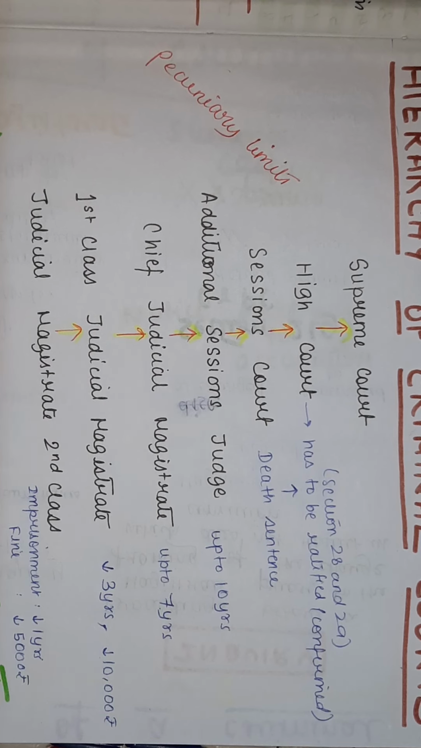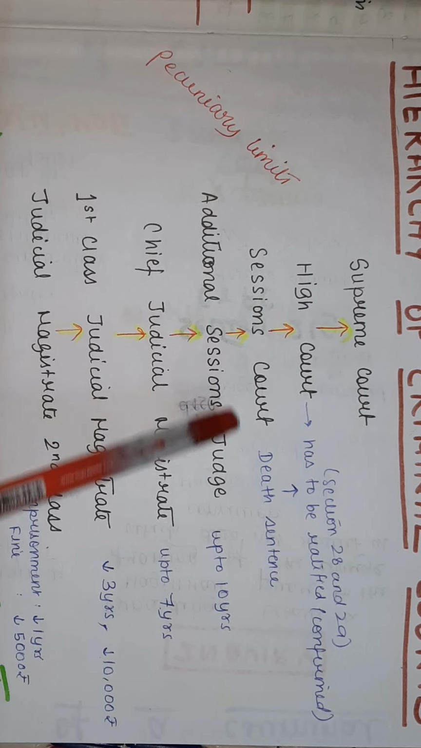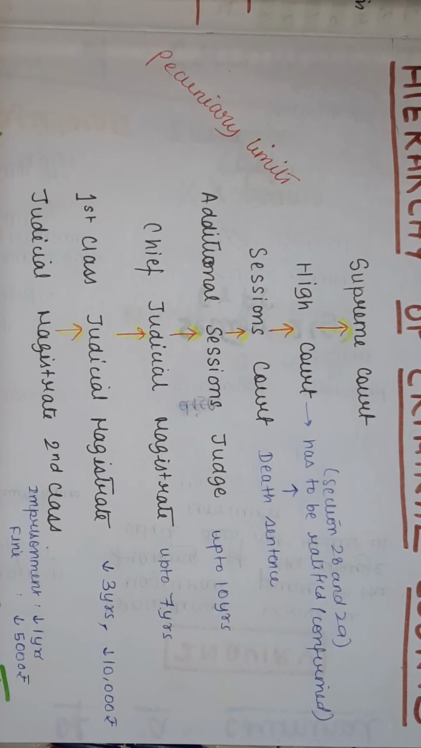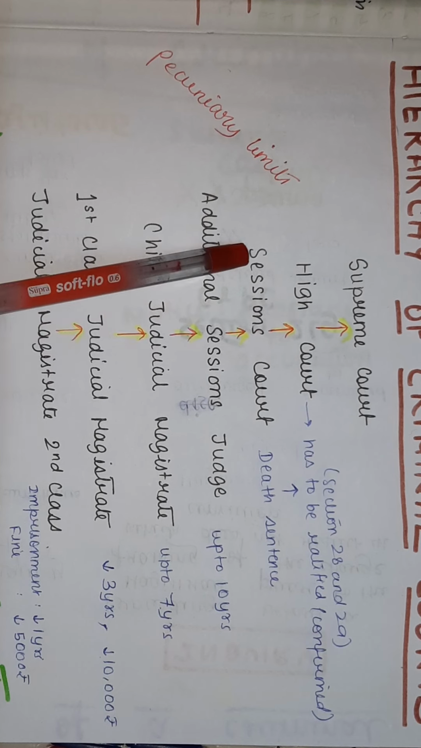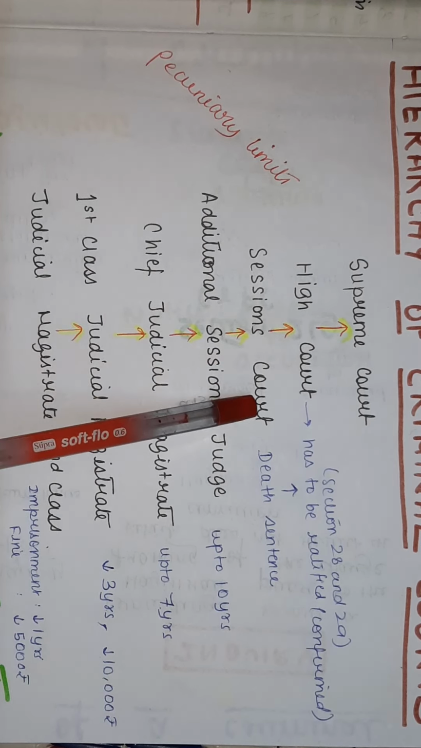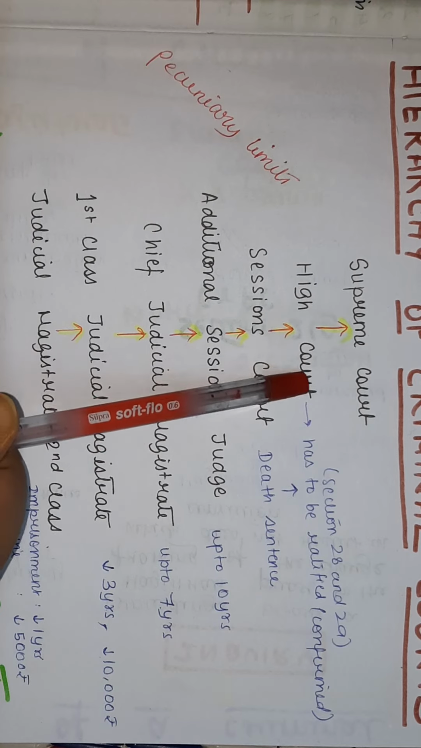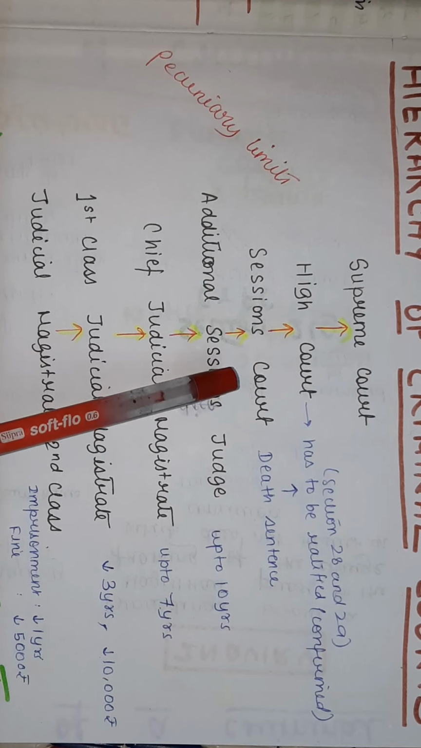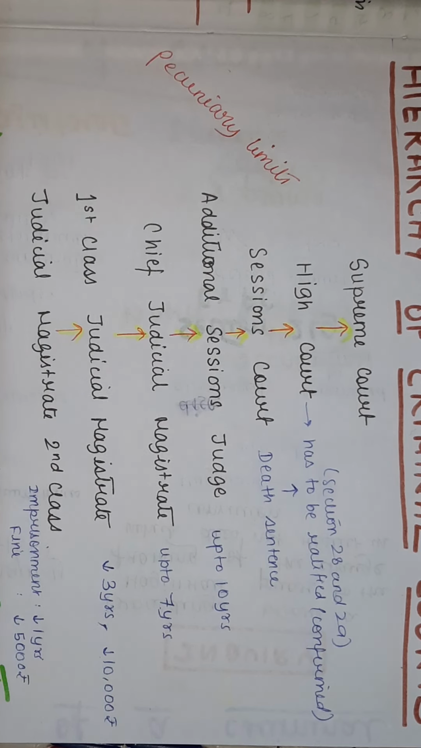But the death sentence announced by the Sessions Court on any accused has to be ratified or confirmed by the High Court. Whichever death sentence he announces, the High Court has to confirm that. The High Court judge has to confirm that this death sentence is just and reasonable. This is provided in sections 28 and 29 of CRPC 1974.